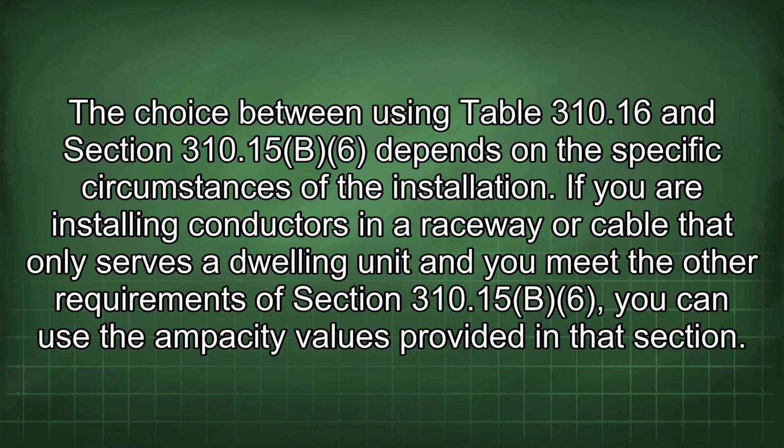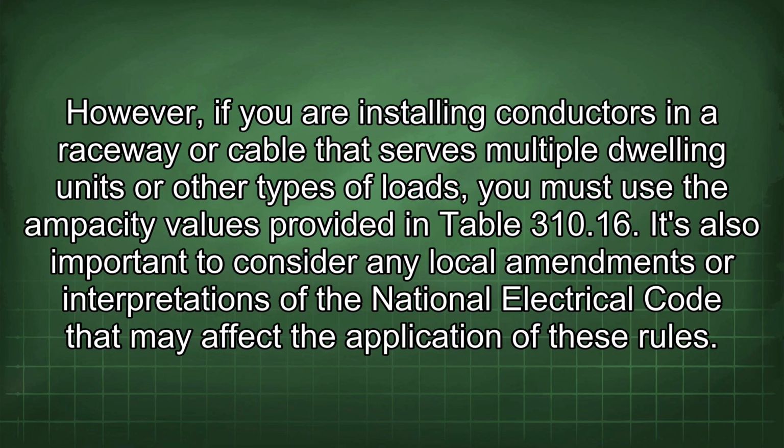A choice between using Table 310.16 and Section 310.15(B)(6) depends on the specific circumstances of the installation. If you are installing conductors in a raceway or cable that only serves a dwelling unit and you meet the other requirements of Section 310.15(B)(6), you can use the ampacity values provided in that section. However, if you are installing conductors in a raceway or cable that serves multiple dwelling units or other types of loads, you must use the ampacity values provided in Table 310.16.